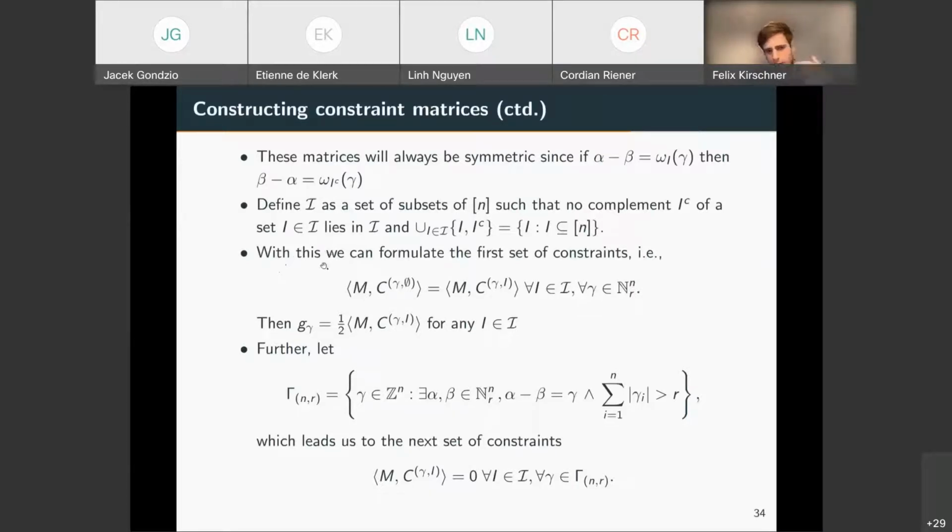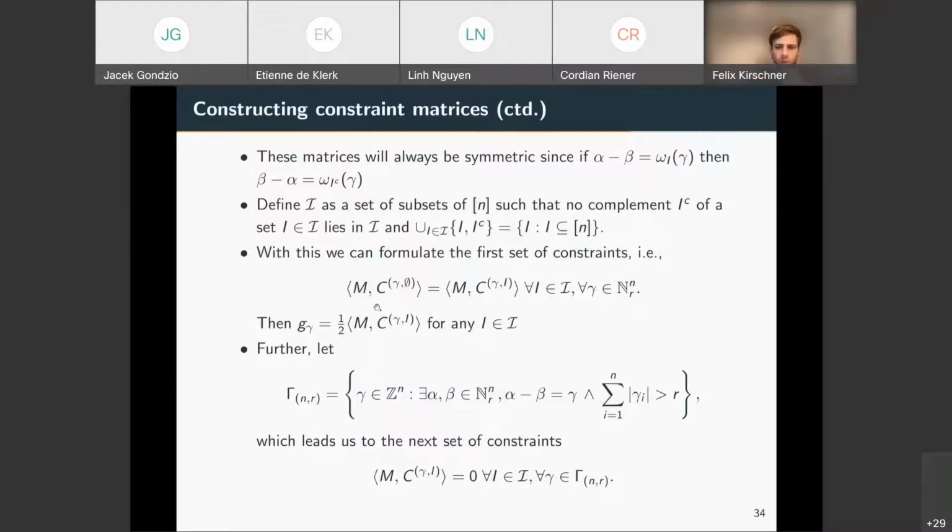But anyways, now we can formulate the first set of constraints, which is simply the inner product of M with C gamma of the empty set is equal to the inner product of M with C gamma i for every i in script I. And of course, we want that to be true for every gamma in N to the N sub r. And then the coefficient of the resulting kernel that we get will simply be a half times this inner product here for any i in script I. So here we simply choose the empty set as a representative, right? We need one fixed point to which we can compare the other ones, right?